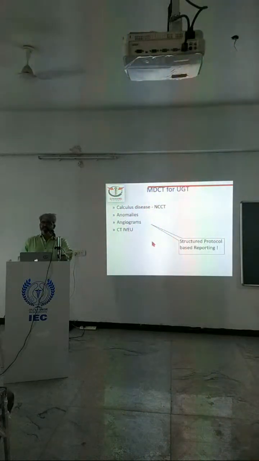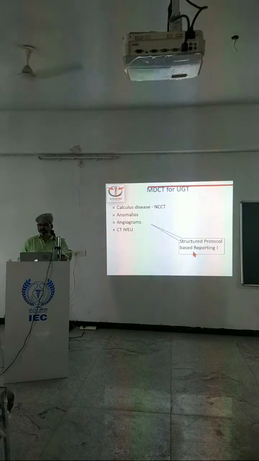Angiograms definitely are very useful, particularly in case of pre-transplant graft evaluation. And CT-KUB for that matter gives so much of additional information apart from the calculus itself. It is mandatory knowledge. So the structured protocol of this reporting is mandatory in all cases of CT-KUB.